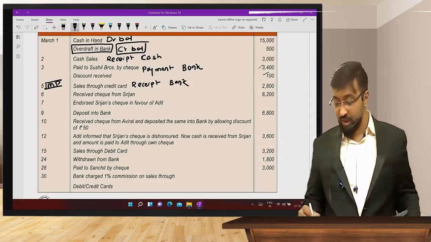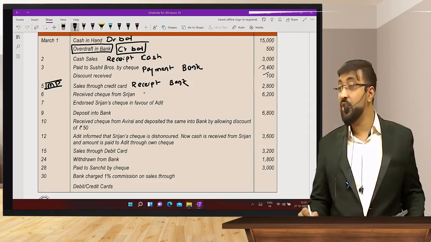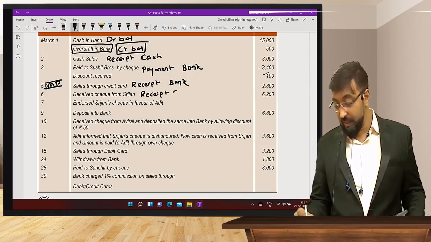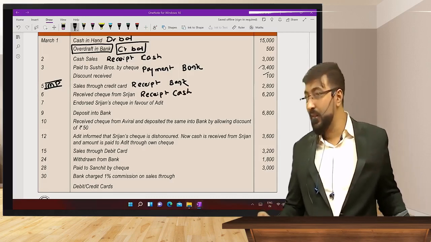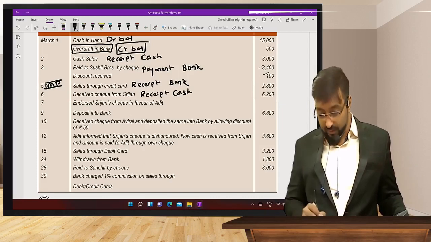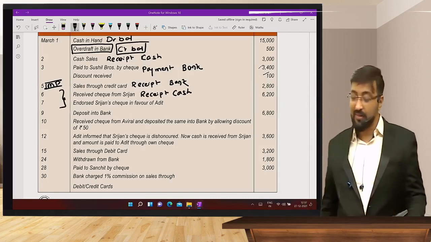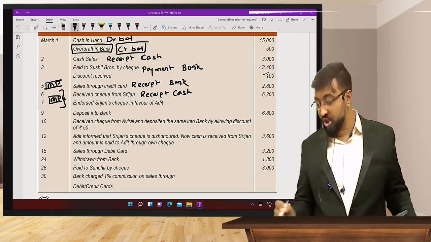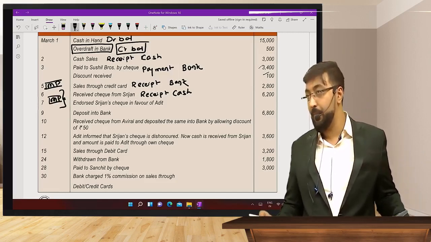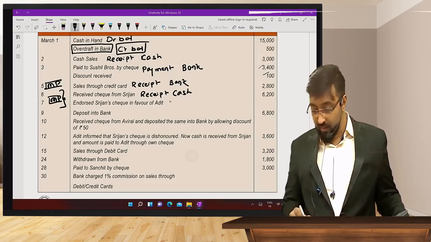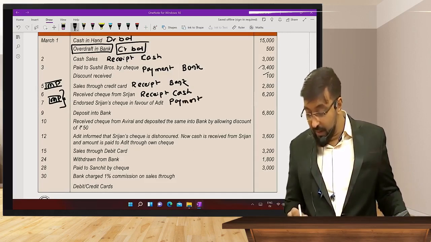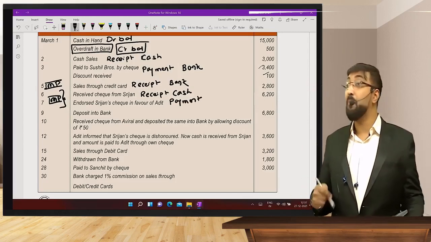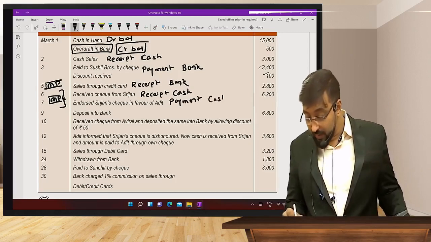Received check from Srijan. But whenever you are receiving a check, we first treat it as cash. So receipt in cash column. Normally we are depositing this, but 6th and 7th transactions are related. So both are IMP. Endorse Srijan check in favor of Aditi. So here you have to write it in payment, but now receipt is in cash column, so payment is also in cash column.